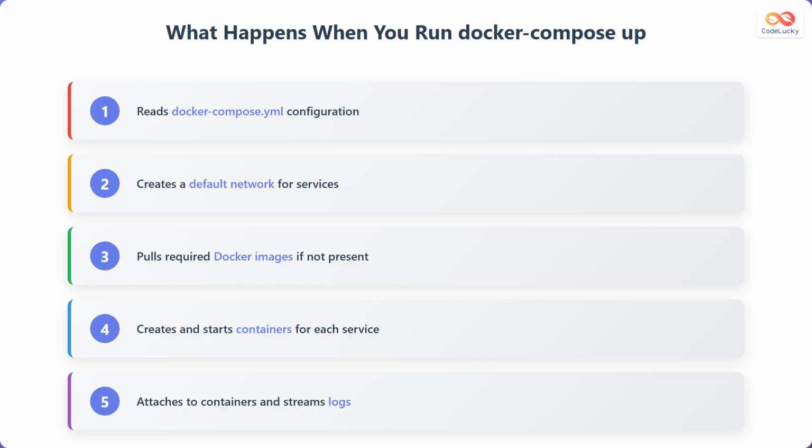This is what happens when you run docker-compose up. Number 1, it reads the docker-compose.yml configuration. Number 2, it creates a default network for services. Number 3, it pulls required Docker images if not present. Number 4, it creates and starts containers for each service. Number 5, it attaches to containers and streams logs.